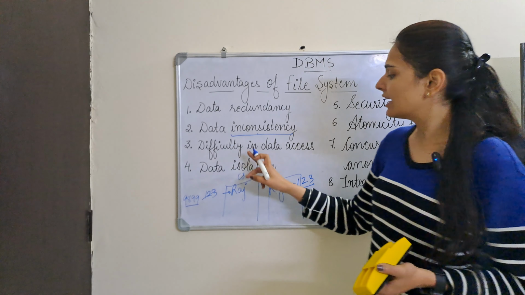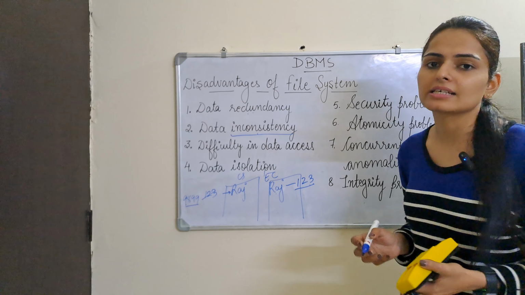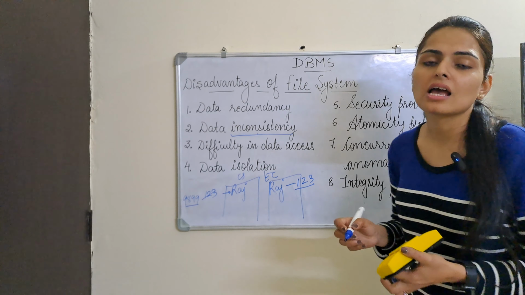Next issue is difficulty in data access. Now suppose there are so many faculties in a university or in a college, and we want to access the faculty who have a salary greater than 95,000. With professional databases, with just one query we can access those faculty members, but with the file system we did not have any such provision.